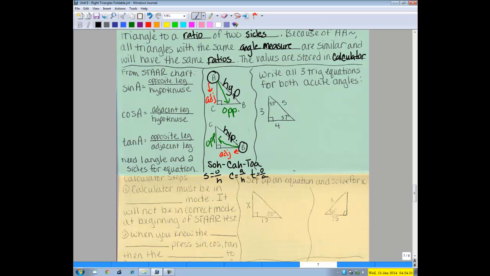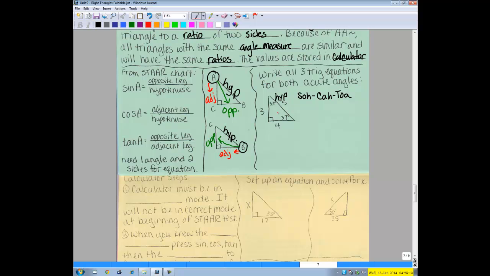So before any problem that you ever do, you need to write out SOHCAHTOA so that you can remember. This stuff you don't necessarily have to write out every time, but the word SOHCAHTOA you need to write out every time. So I'm actually going to move this because we're about to do a problem right over here. And so it says write all three trig equations for both acute angles. So let's talk about, well, first of all, there is one side that will not change no matter what angle you're talking about, and it is this side right here. This will always, 5 will always be your hypotenuse no matter what.